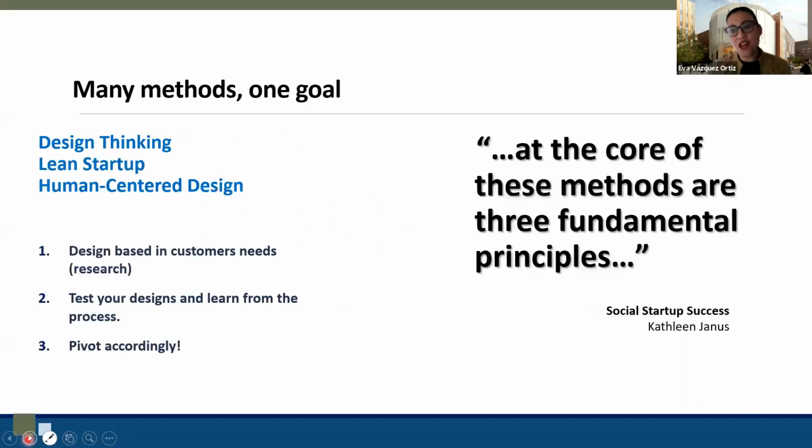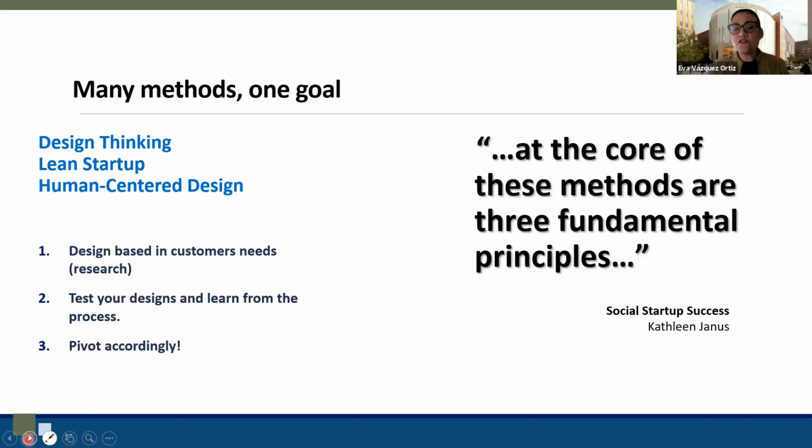Well, there are many methods. We will talk about lean startup, but I want you to know that there are many other methodologies that you could use and other entrepreneurs are using. Design thinking is one of them, certainly lean startup, human centered design. It doesn't matter which one you're using, but all of them have basically three core concepts or principles, which I find very, very important.